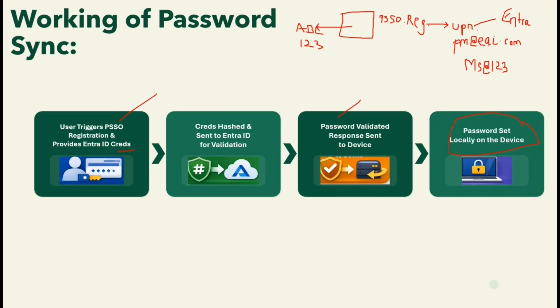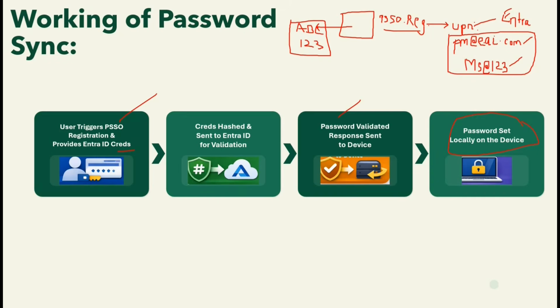So let us say, and again apologies for my bad handwriting here, that my UPN is pm@everythingabountintune.com or pm@ei.com, and the password is ms@123. This is the username and password of my UPN, which I'm using to do the platform single sign-on registration of my device. So again, first was the local username and the local user password, which I used to log into the device. And then when I'm doing the PSSO registration of the device, I'm entering my UPN and the password of that UPN, which is present in Entra.